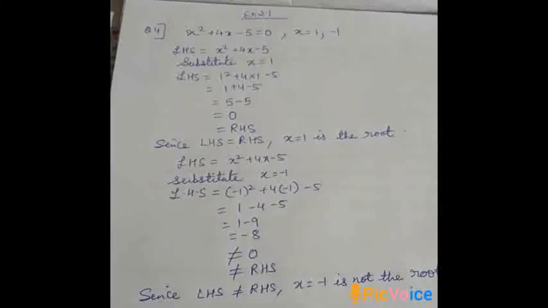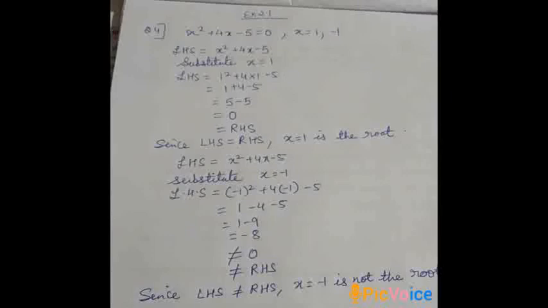Now let's see exercise 2.1 fourth sum. x square plus 4x minus 5 equal to 0, and you have to check whether x is equal to 1 and x is equal to minus 1, whether it is the root of this equation or not. So first we will take the left hand side of the equation. LHS is equal to x square plus 4x minus 5. Substitute the value of x as 1. Solve it. You get it as 0. Now see, in the RHS there is 0. So since LHS is equal to RHS, x equal to 1 is the root.